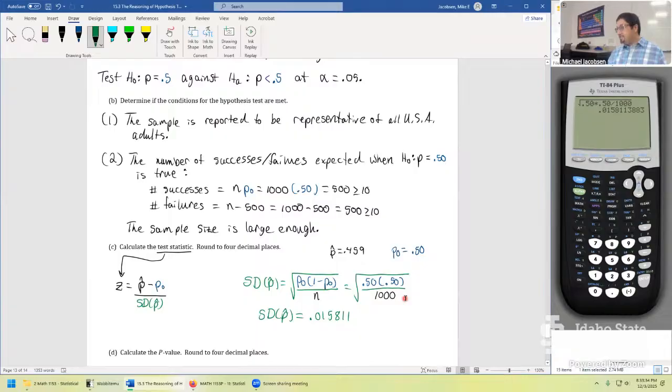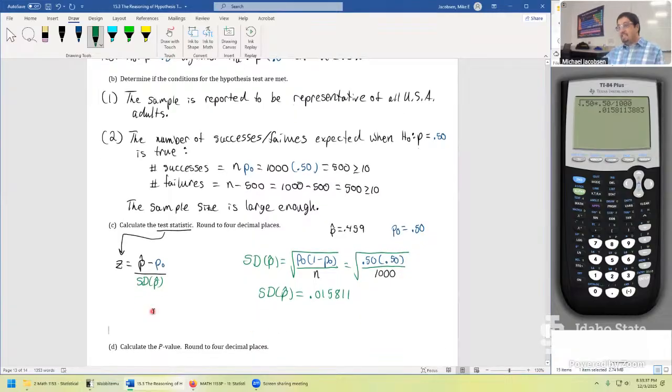Okay, we're nearly there. Now we just plug all that back into the test statistic Z. We'll know how many standard deviations our data is away from the hypothesized value. So 0.459 minus P naught, 0.50, divide the whole thing by 0.015811.